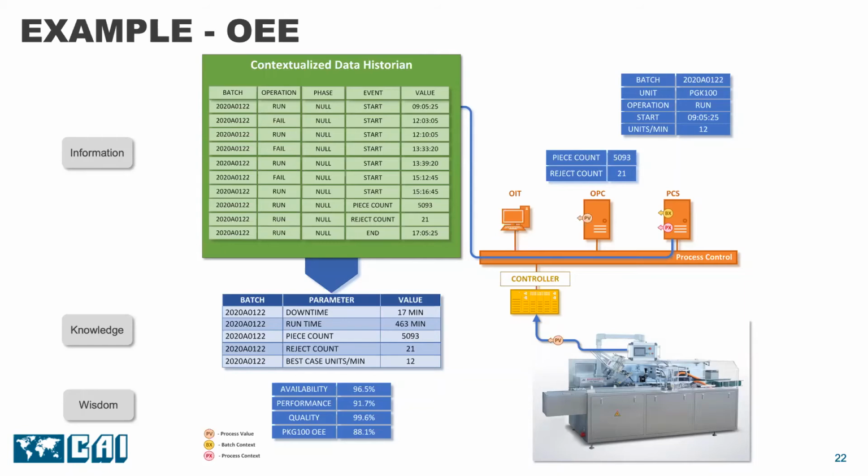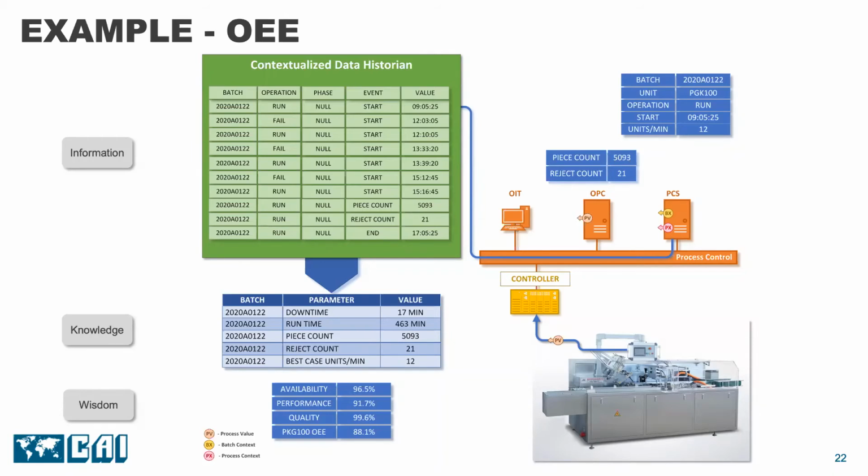If our cartoner was running at its ideal cycle time, it would have taken us 424 minutes to produce the 5,093 units. When we take this time to produce the units, the 424 minutes, and divide it by our actual operating time of 463 minutes, we get a performance measurement of 91.7 for our shift. When we take our number of good units, 5,093, minus the 21 rejects, 5,072, and divide it by the total number of units, we get a quality measure of 99.6 for our shift.